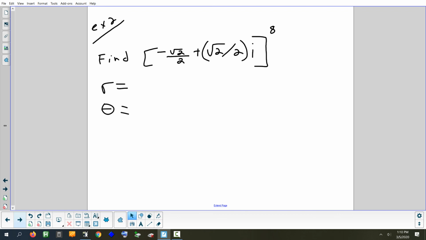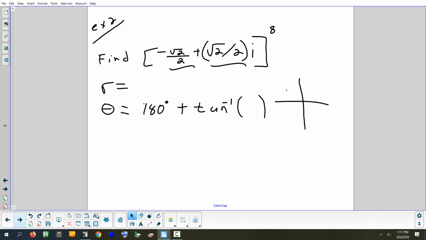Okay. What quadrant is that in? Left and up. What's your formula for theta in that quadrant? It is pi plus inverse tangent of x. Yeah, I'm just going to do 180, but you could do pi if you're in radians. Now, inverse tangent of y over x. What's y divided by x? Negative 1. They're the same, except one's positive, one's negative.